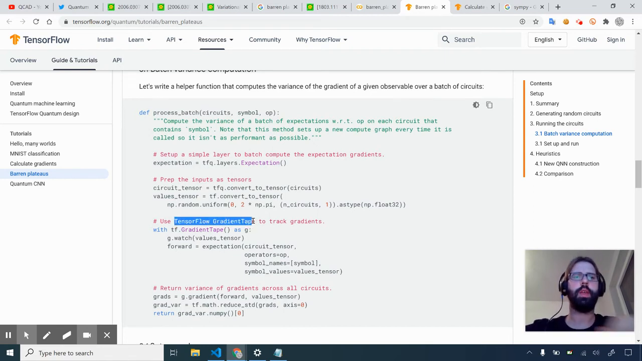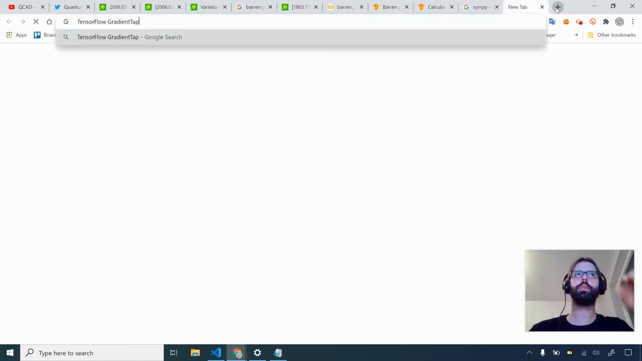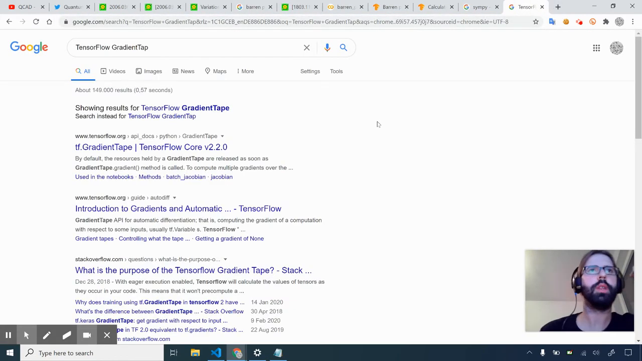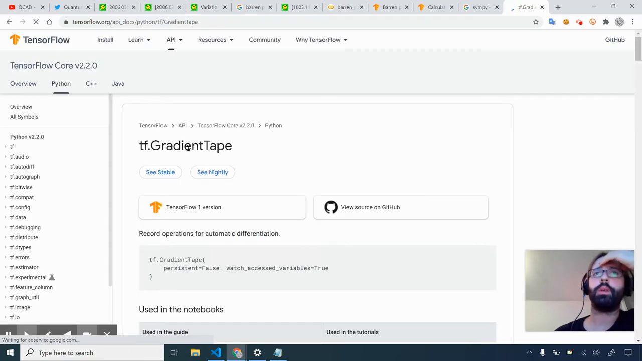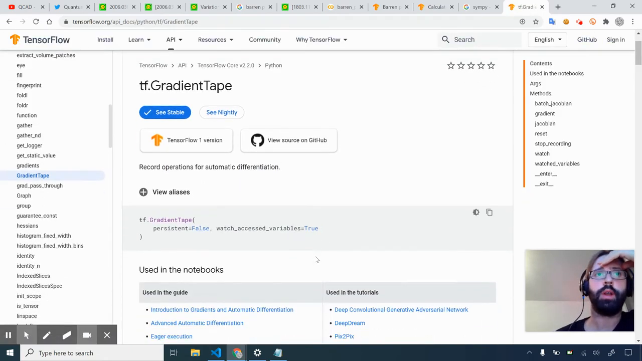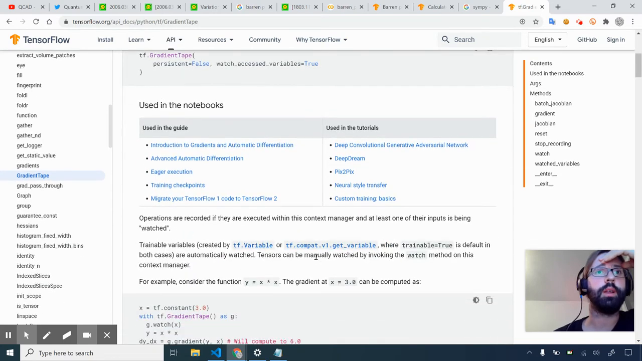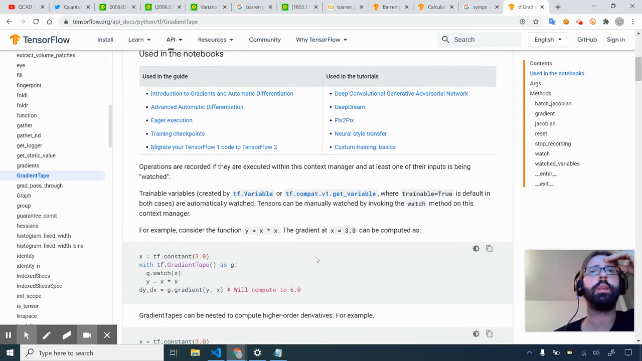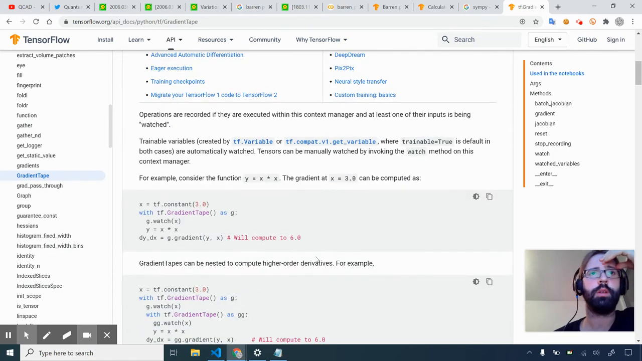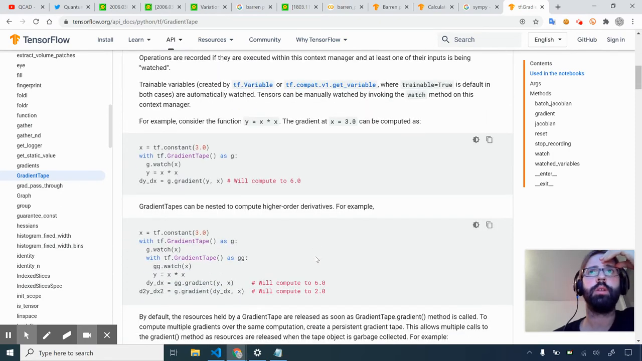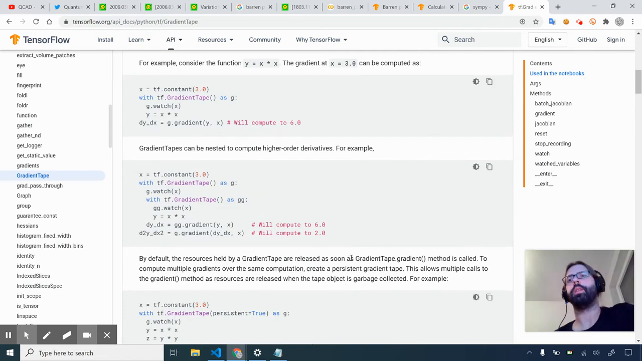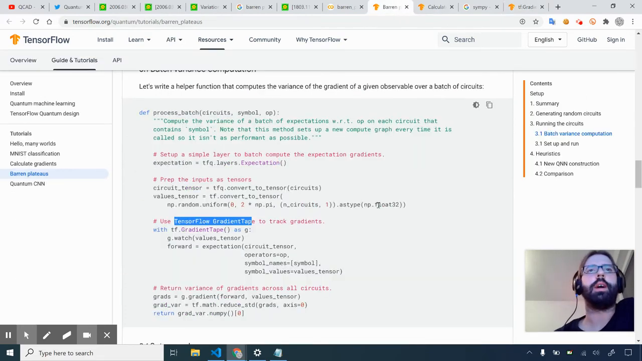TensorFlow gradient tape, what is this? There's a lot of tooling for that. That's pretty cool. I should probably go through the introduction of gradients. That's the normal TensorFlow, right? Wow, there's a lot. I'm such an ignoramus.